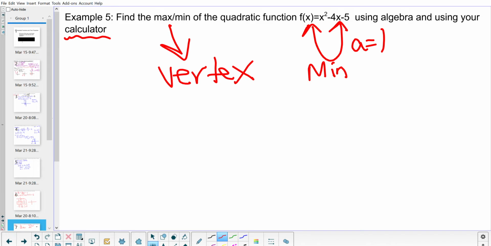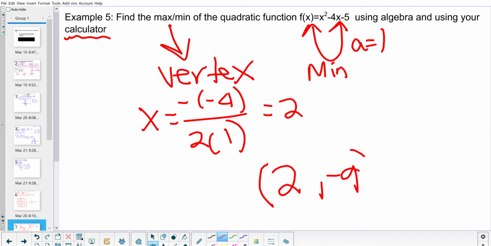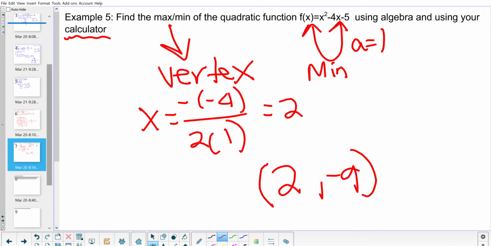So you would do x equals negative 4 over 2 times 1 and get 2. Go ahead and pause the video and get the y value. You should get negative 9. And then you should be able to verify that on your calculator.